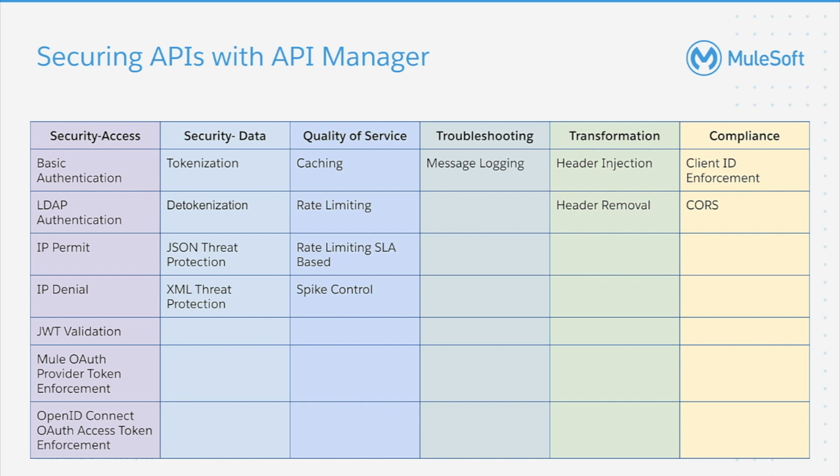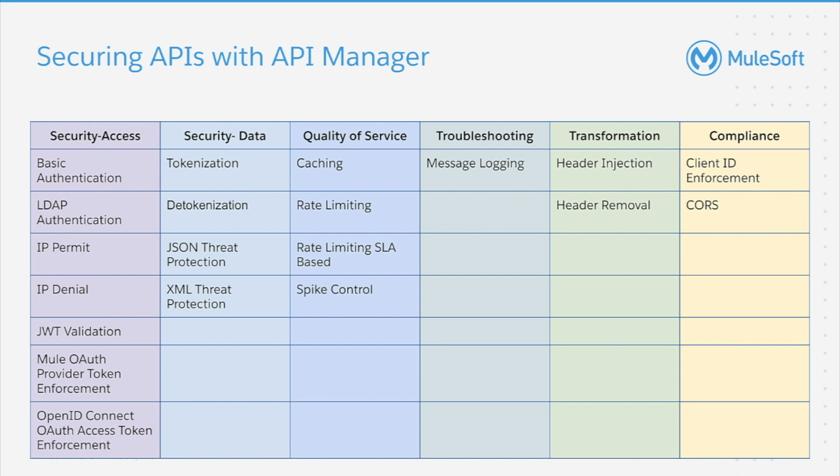HTTP Basic Authentication authenticates using usernames and passwords, which are configured in a security manager associated with the policy. An LDAP authentication policy authenticates users using configuration details for an OpenLDAP or Active Directory LDAP, which is already configured and running inside of your enterprise. IP permit and deny policies deny or permit calls only from IP addresses present in the list. And this can be useful if you're exposing APIs to a known subset of internal or external IP addresses.